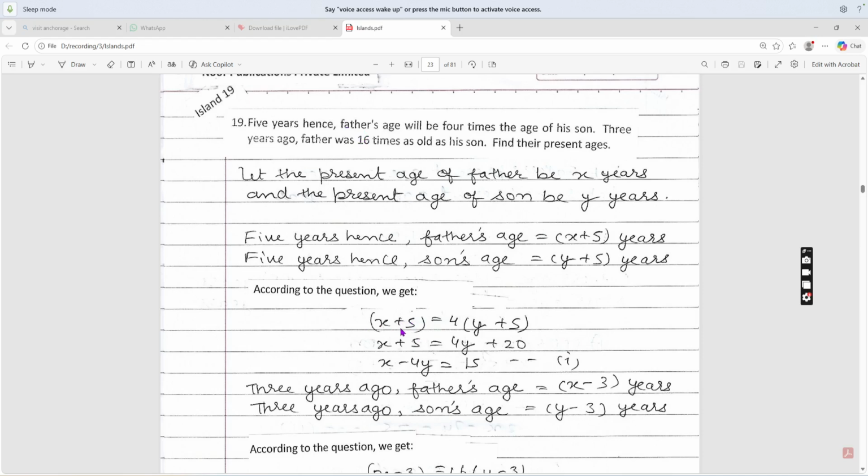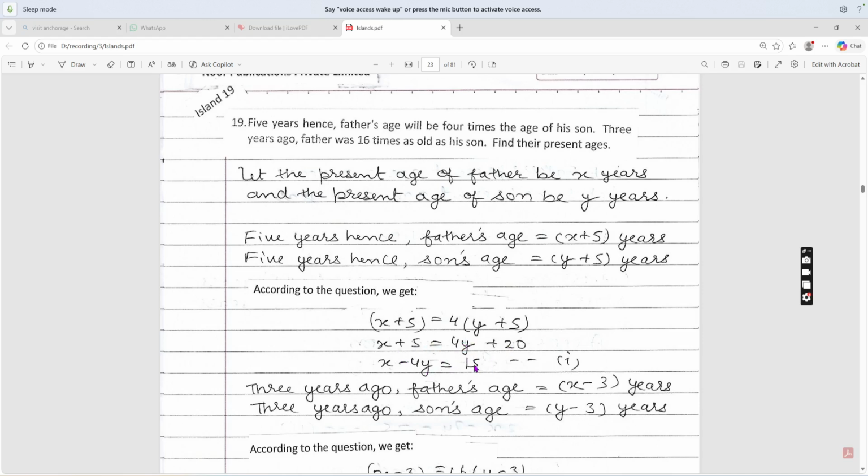So, father's age 5 years hence would be x plus 5. Bracket is the kingpin here. Always put the brackets, always and always. So father's age 5 years hence, x plus 5, is equal to 4 times, which means multiply 4 times the son's age, that is, son's age after 5 years, which would be y plus 5. So this is our first equation. Now we are going to open the brackets. So x plus 5 is equal to 4y plus 20. Now we can shuffle it: x minus 4y is equal to 20 minus 5, and it will be 15.